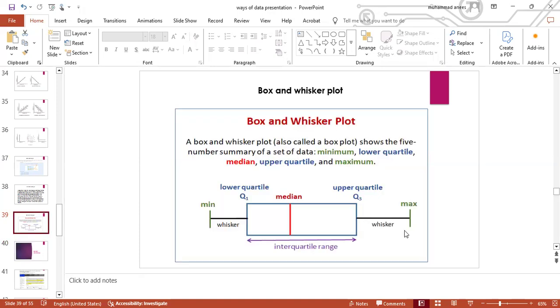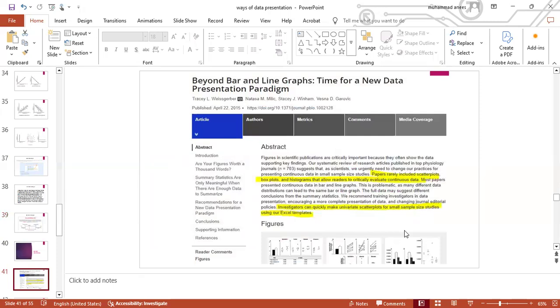Box and whisker plots are useful for visualizing the distribution of data, comparing different data sets, and identifying potential outliers. Now reset advances. Beyond bar and line graphs, time for a new data presentation paradigm.